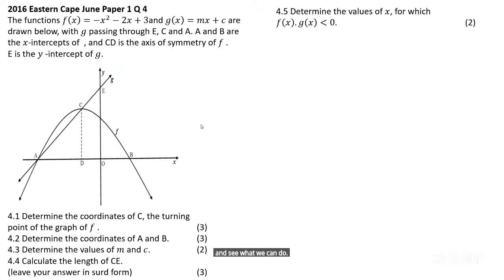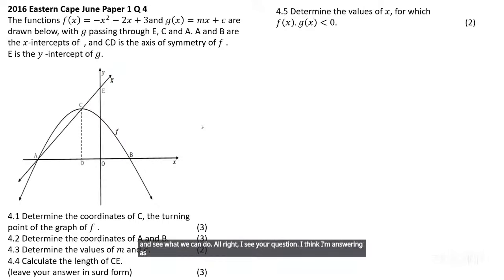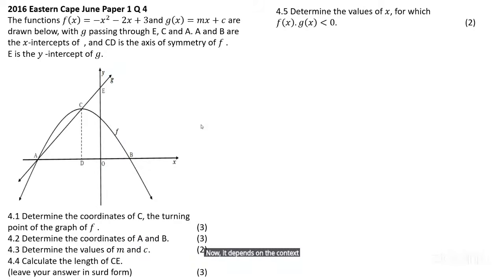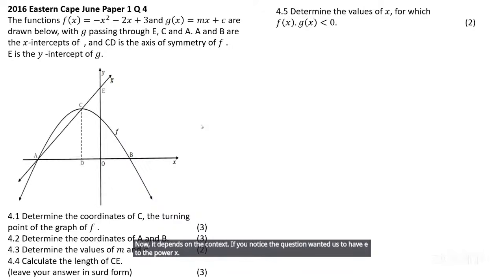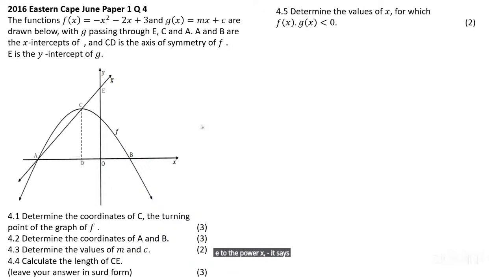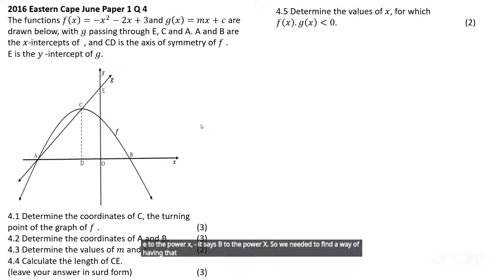All right, I see your question. I think I'm answering as much as I can. Somebody's asking, do we always have to use laws of exponents for the final answer? Now, it depends on the context. If you notice, the question wanted us to have b to the power x. It didn't say a b to the power x. It says b to the power x. So we needed to find a way of having that b to the power x right there.